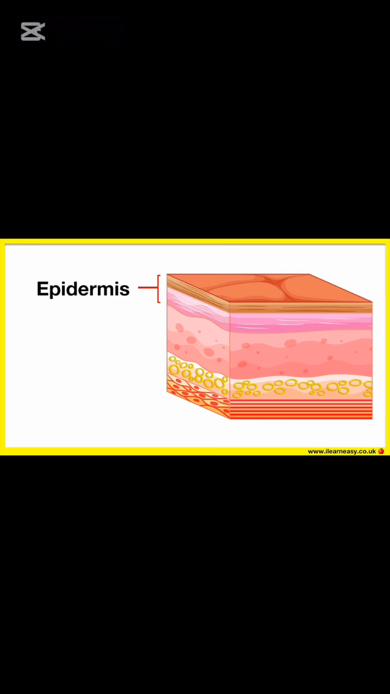This layer provides a waterproof barrier against microbes. This layer also contains melanin, which determines the color of your skin. If you have more melanin, then you'll have darker skin. On the other hand, if you have less melanin, then you will have lighter skin. Melanin is important as it helps to protect our skin from harmful sun rays.